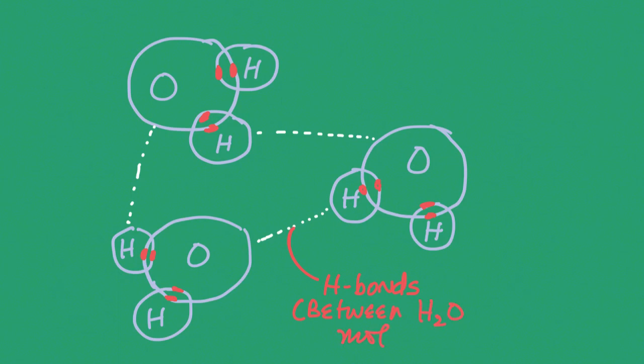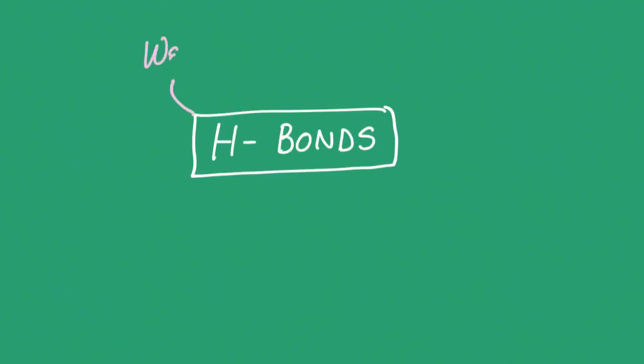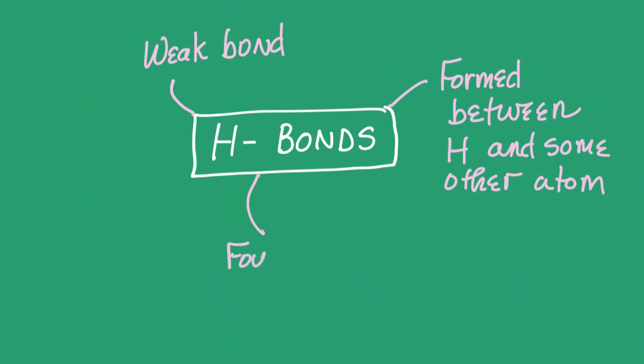Hydrogen bonds are weak bonds. They break when the temperature increases. So within the water molecule, we have covalent bonds, and between water molecules, we have hydrogen bonds. Let's recap what we know about hydrogen bonds. Hydrogen bonds are weak bonds. They are formed between hydrogen and some other atom. Hydrogen bonds are found between water molecules.